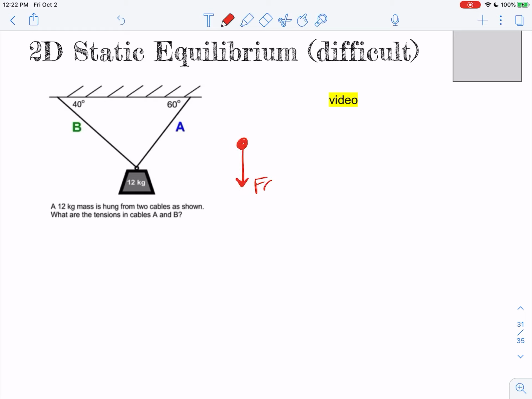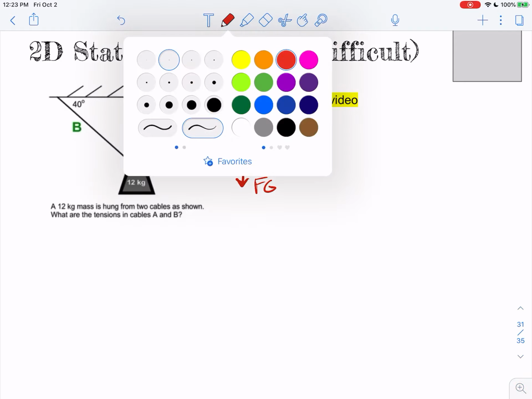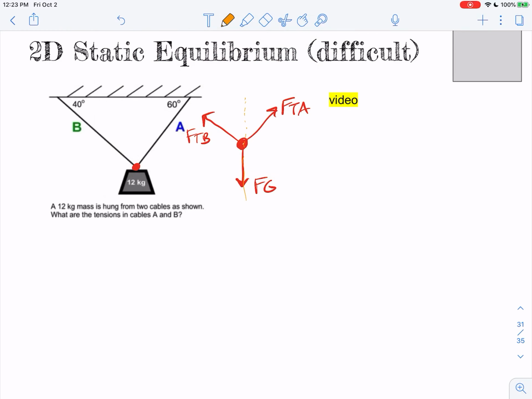So I'm going to have my FG down if I look at this point, FTA and FTB, and then I'm going to look at the axis. Notice here they give these angles, so you're going to have to do a little geometry trickery. Those are actually still the horizontal angles, that's just not so obvious. So that's 40 and that's 60.